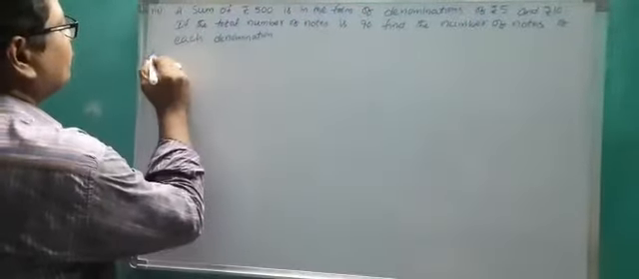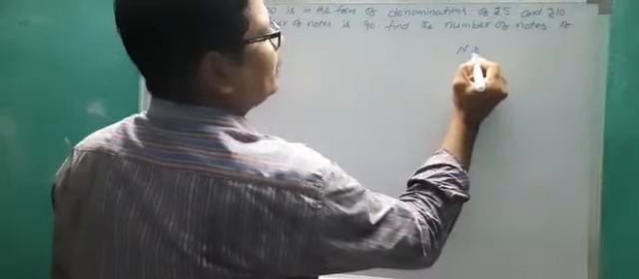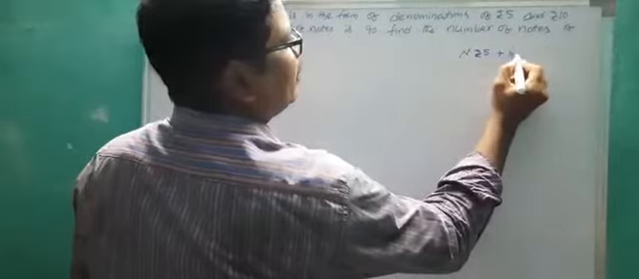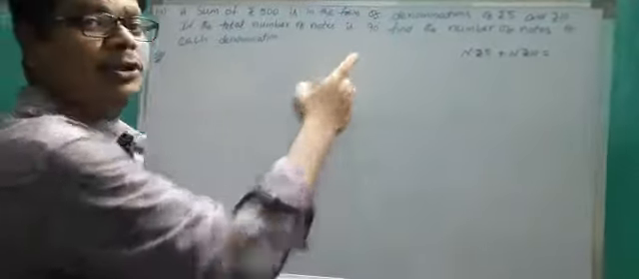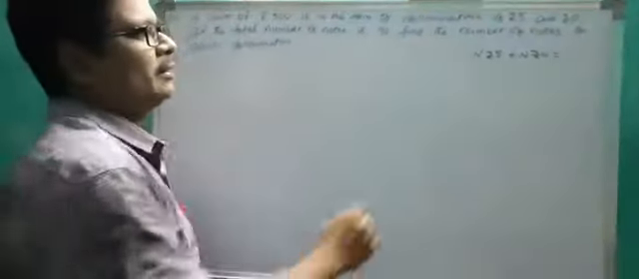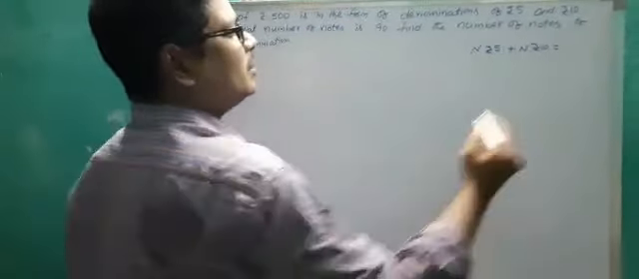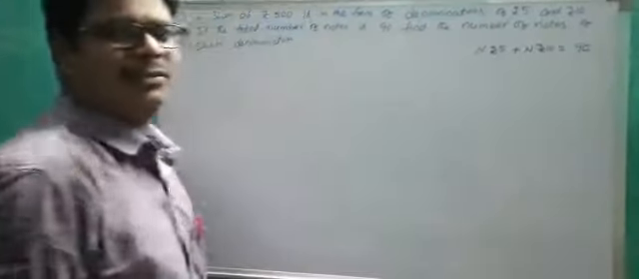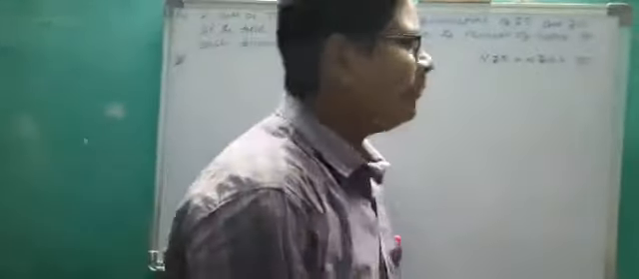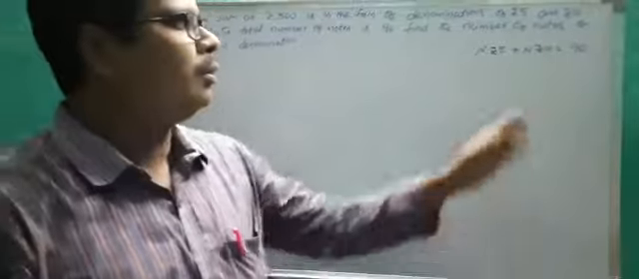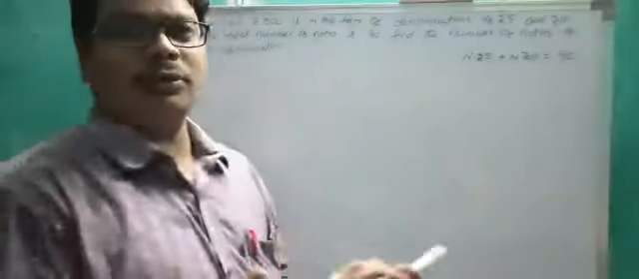So, solution here: number of 5 rupees notes and number of 10 rupees notes. Total notes are 90. Total amount equal to 500. Totally we have 90 notes. Do you know how many 5 rupees notes? We don't know. Do you know how many 10 rupees notes? We don't know. They are unknown quantities.